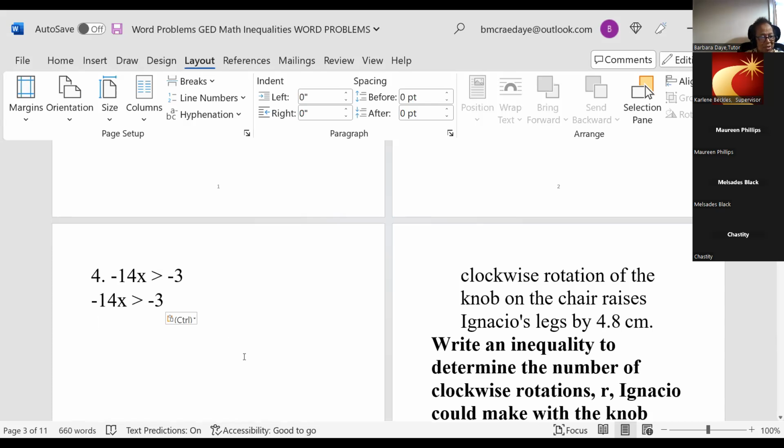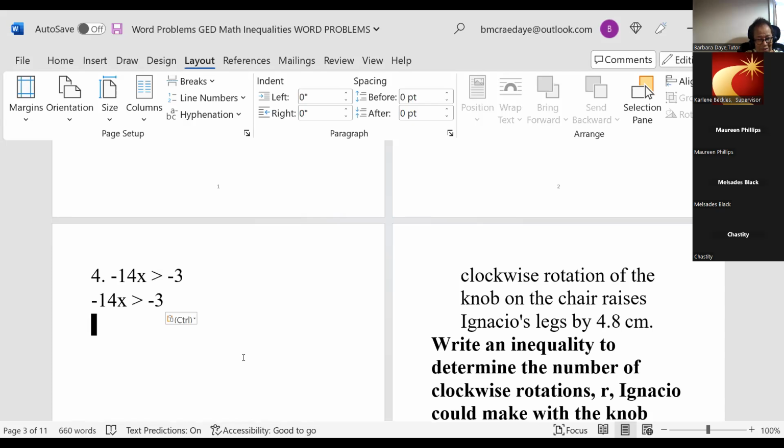What's your answer for x? x is less than 11. I'm stepping away a minute, Miss Barbara. Okay, Maureen, take your time. Mercedes, where are you getting 11 from? I subtract. Why would you subtract? It's a multiplication.